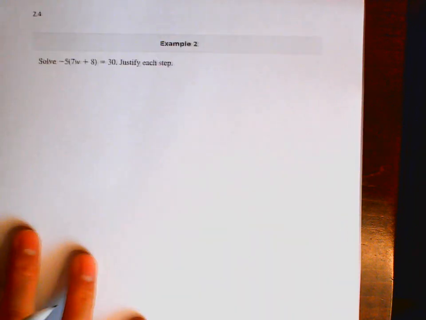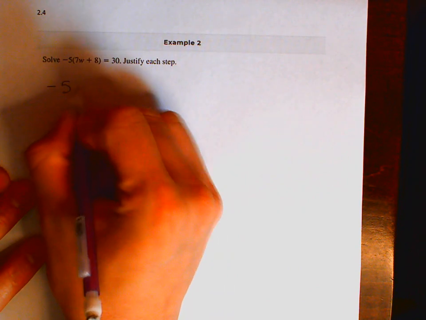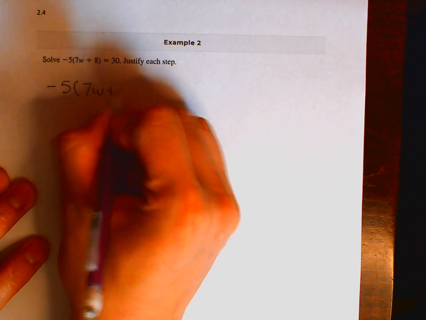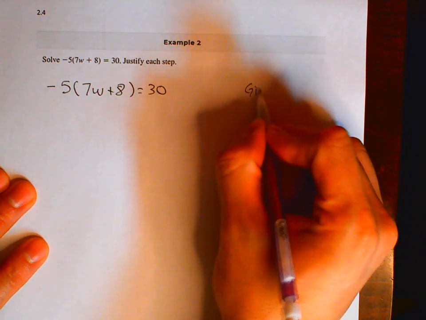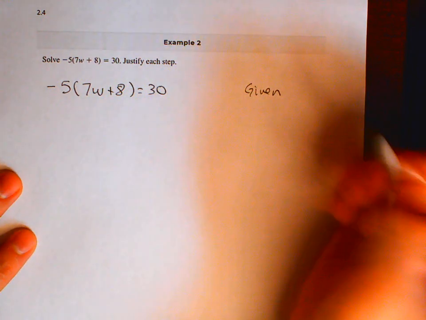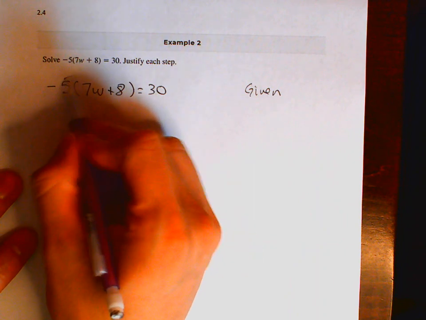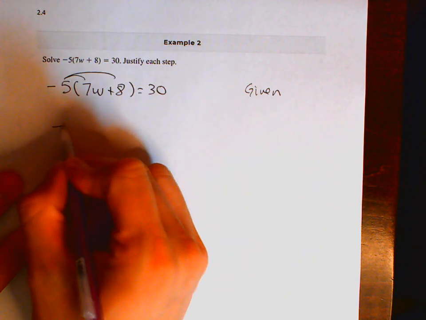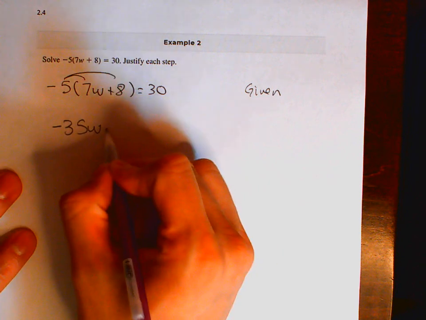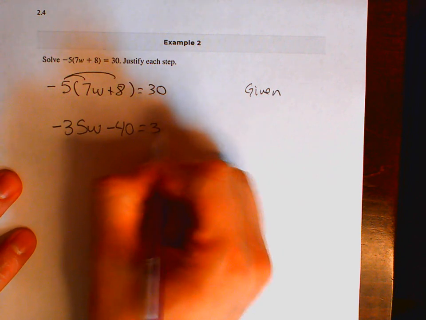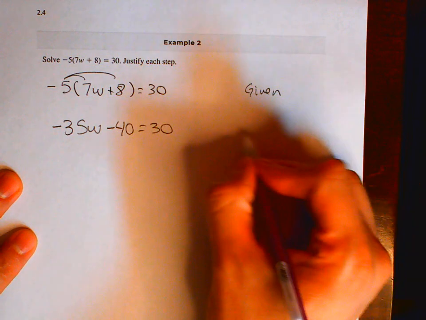Example number 2. It's more of the same thing. It's just really involving the distance formula. Not the distance formula, but the distributive property. So let's just start. That's going to give me negative 5, 7w plus 8 equal to 30. And that first step was given to me. I'm going to use the distributive property. So what did I do? I used the distributive property.